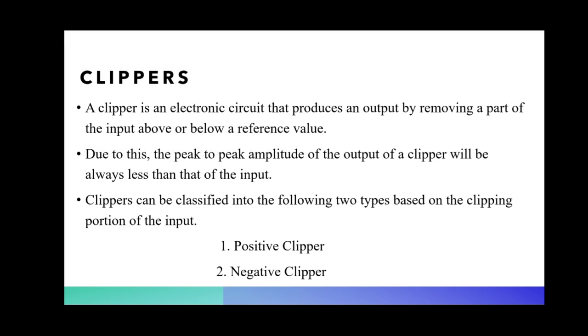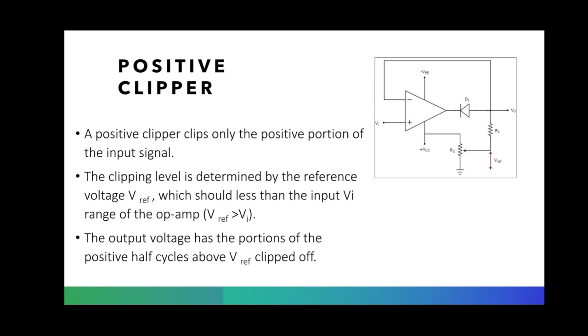Clippers. A clipper is an electronic circuit that produces an output by removing a part of the input above or below a reference value. Due to this, the peak to peak amplitude of the output of a clipper will be less than that of the input. Clippers can be classified into the following types based on the clipping portion of the input: positive clipper and negative clipper.